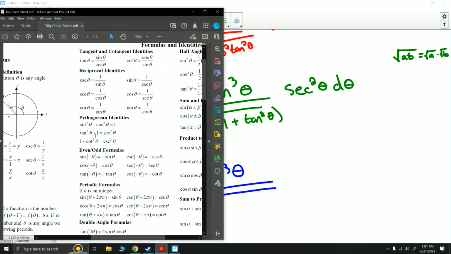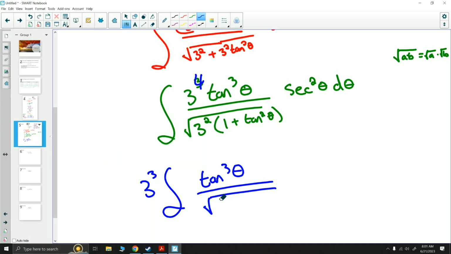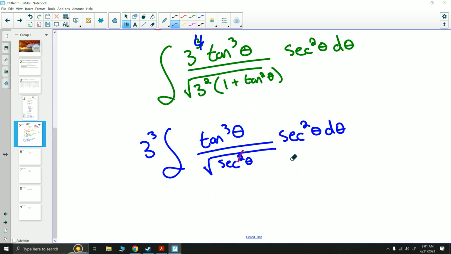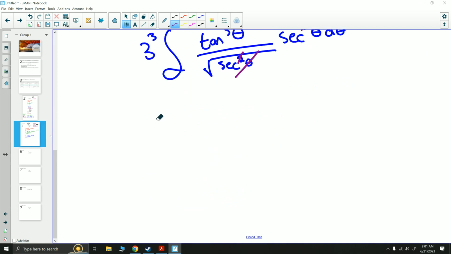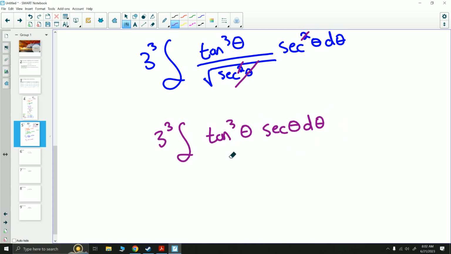Now, 1 plus tangent squared theta is secant squared theta, so I'm going to replace that. The square root and squared cancel, and we have a secant, which will cancel with one of those secants. We end up with 3 cubed times the integral of tangent cubed theta secant theta d theta. Alrighty, now we need to integrate this thing. This is just our basic trig integration from 7.2.